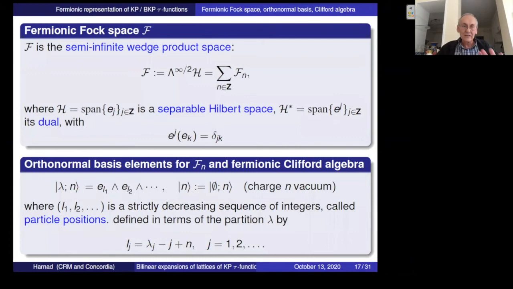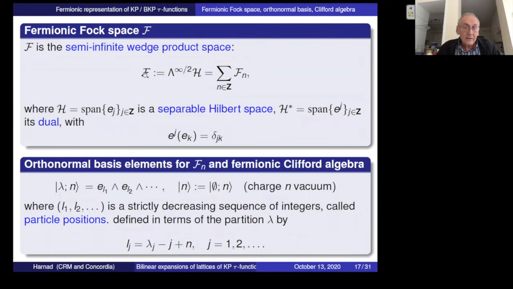One is, I'm going to now present to you the KP and BKP tau functions as fermionic vacuum state expectation values of products of fermionic operators. And this is part of the standard lore, but I want you to understand it, so I will try to do it as slowly as possible.